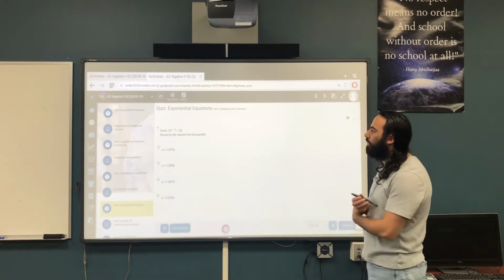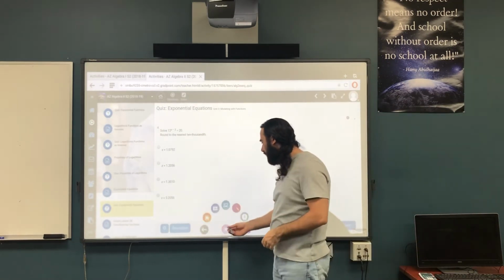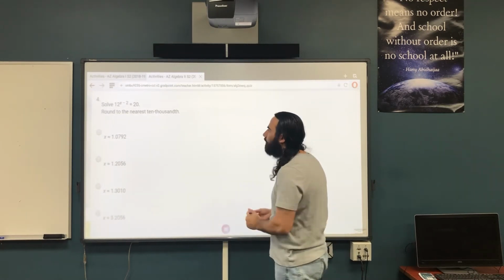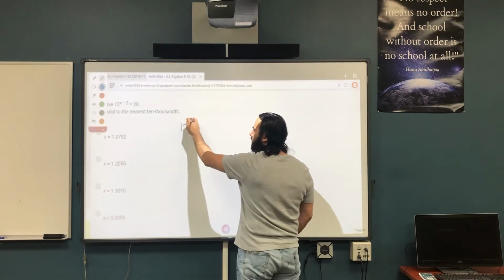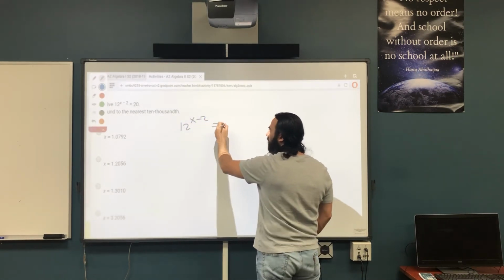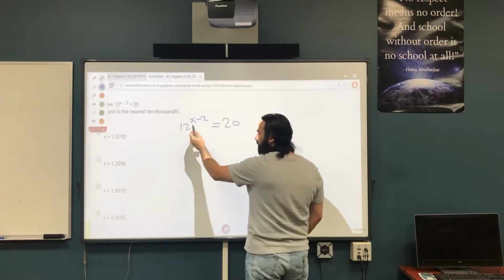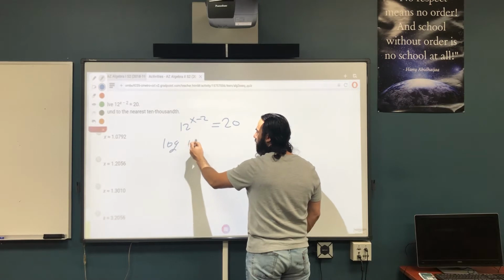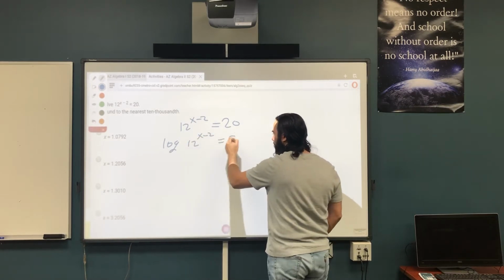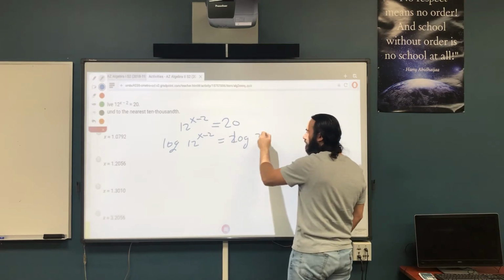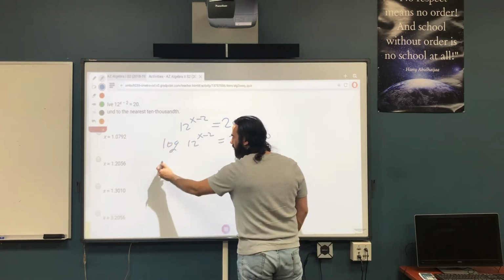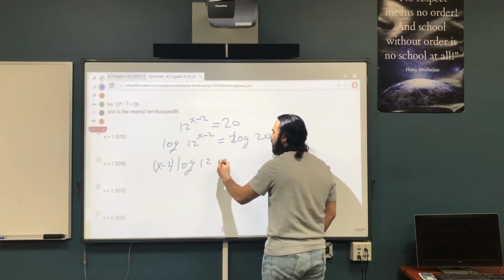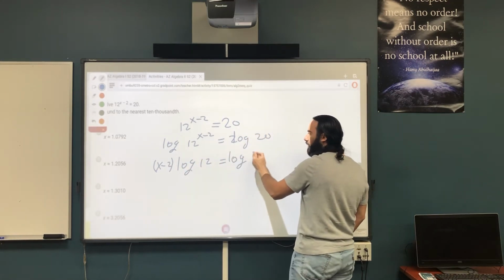Question 4. The same thing, guys. Let's solve it. Let me zoom it first. We have 12 to the power of x minus 2 equals 20. So it's already isolated, so we put log on both sides: log 12 to the power of x minus 2 equals log 20. We drag down the x minus 2. Of course, the x minus 2 has to be in parentheses this time. Times log 12 equals log 20.